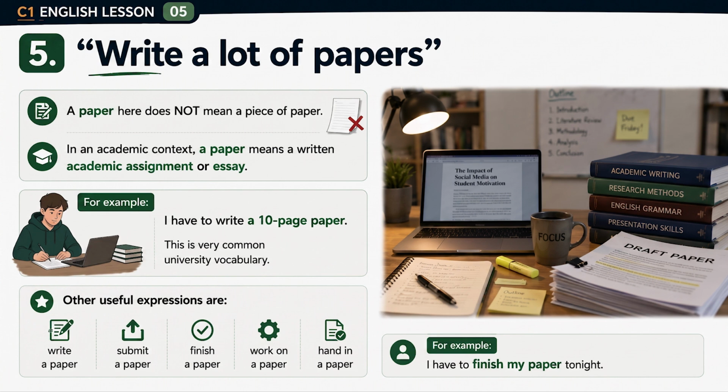But in an academic context, "paper" is used instead of essay or assignment. This is very common in university vocabulary. We have other useful expressions as well: write a paper, submit a paper, finish a paper, work on a paper, and hand in a paper. For example, I have to finish my paper tonight. I have to finish my assignment tonight.